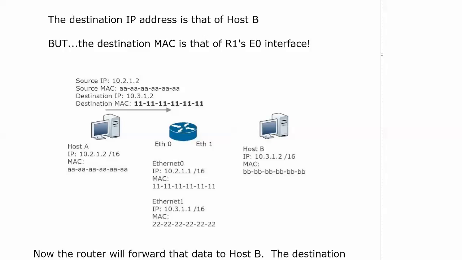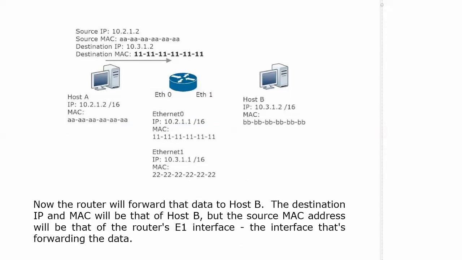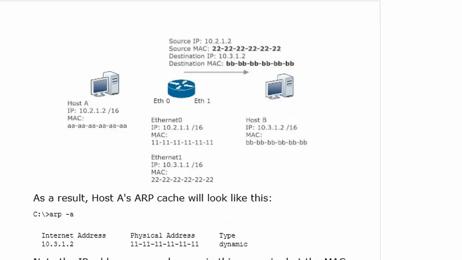It's worth going over one more time. You should know what the source and destination IPs are going to be in this scenario. Of course, they're going to be exactly what we would expect. Host A's source IP, host B's destination IP. Then the source MAC, that's going to be host A, of course, but the destination MAC is going to be a little different than we would expect, and it's going to be the all 1's address, the MAC address of Ethernet 0. Now, the router is going to forward that data to host B, and the destination IP and MAC will be that of host B. What changes here is the source MAC address is going to be that of the router's E1 interface, the interface that's actually forwarding the data.